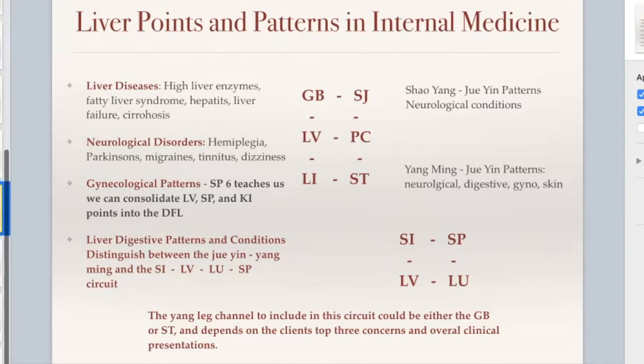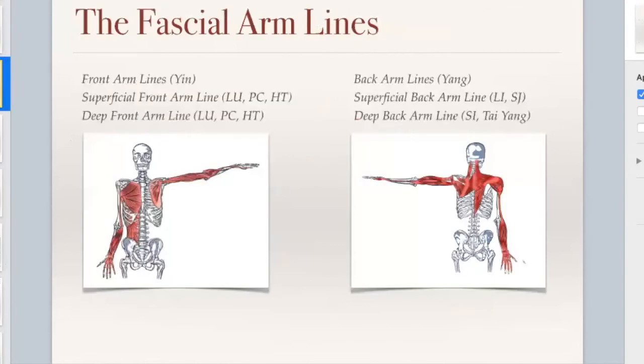But I can also map out fascially, if we look at the small intestine line, let's look at that. The rhomboids are right here. So when you needle these points on the small intestine line here, it's going to affect this deep back arm line. It's going to affect the rhomboids.